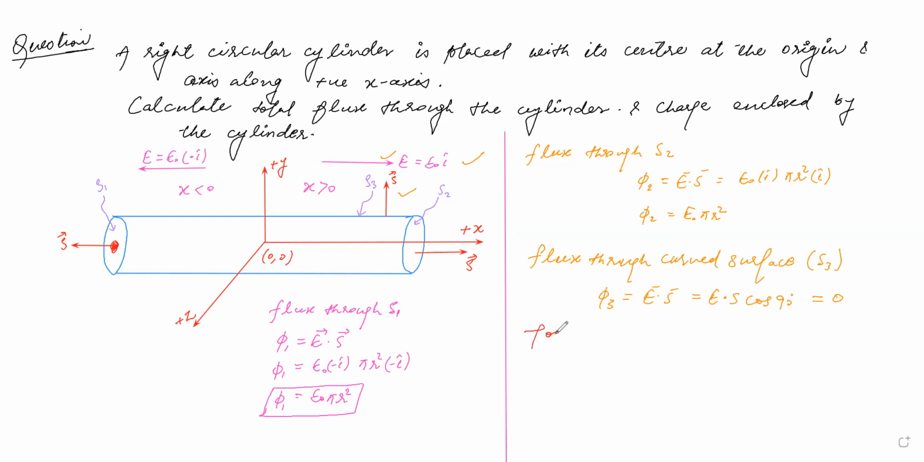What is the total flux? The total flux will be phi is equal to phi 1 plus phi 2 plus phi 3. What is your phi 1? This is E naught pi r square. Another one is again E naught pi r square. And this is 0. Finally, we get the total flux is 2 E naught pi r square.